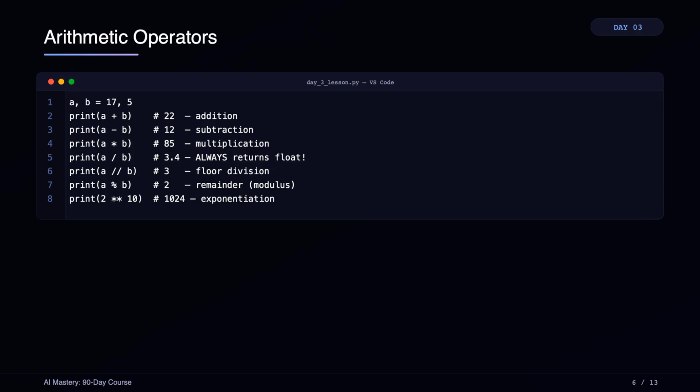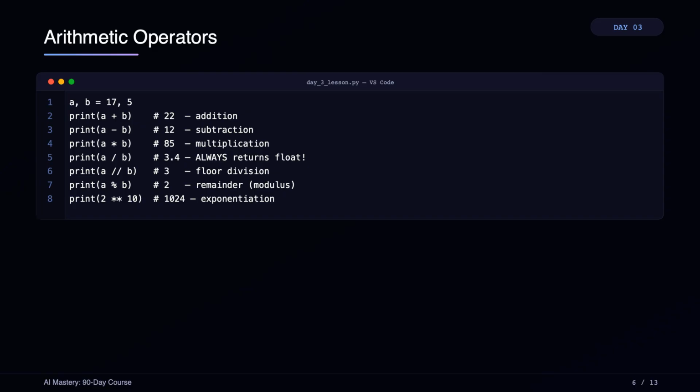If you need an integer result from division, you use the double slash, //, which is called floor division. Floor division divides the numbers and then rounds down to the nearest integer. So 17 floor divided by 5 gives you 3, because 17 divided by 5 is 3.4, and rounding down gives 3. The percent sign is the modulus operator, and it gives you the remainder after division. So 17 modulus 5 is 2, because 17 equals 3 times 5 plus 2. The modulus operator is surprisingly useful, and we will see a great practical example in the next slide.